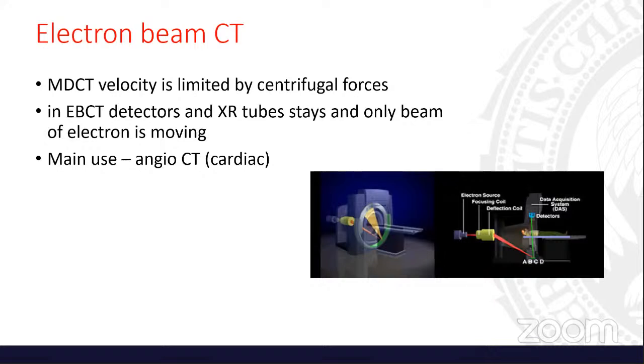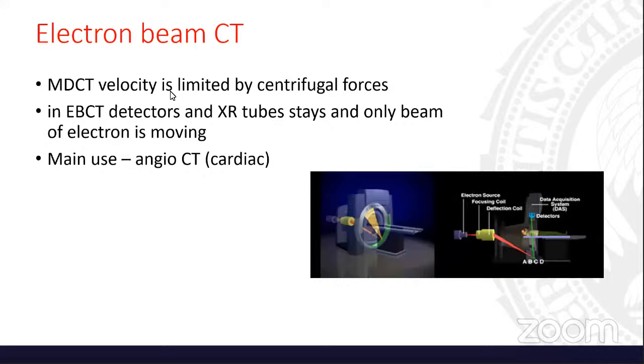So electron beam CT does a special thing: there are detectors and X-ray tubes around the gantry, and the only thing that is moving there is the source of the electrons. So it can be really quick. It's just turning around and activating detectors on one side and X-ray tubes on the other side. This is usually used for heart imaging. For arteries, it's great because it's quite quick. Actually, the thing that limits the velocity is the movement of the table, because you can't move the patient too quickly because he would hit the wall or just get dizzy and so on.